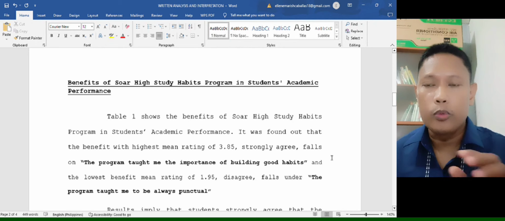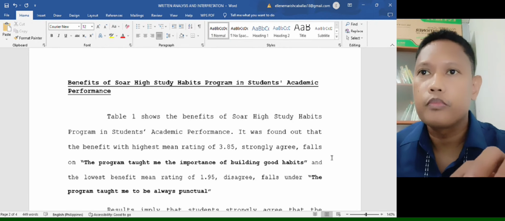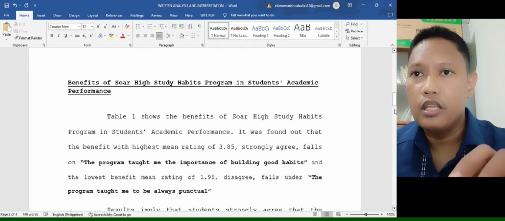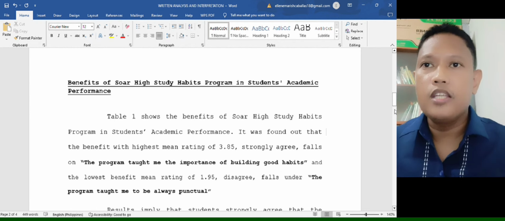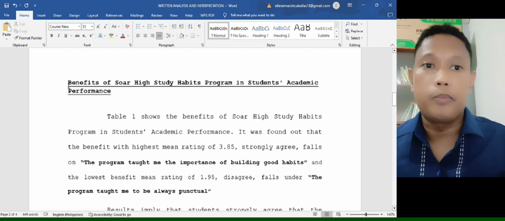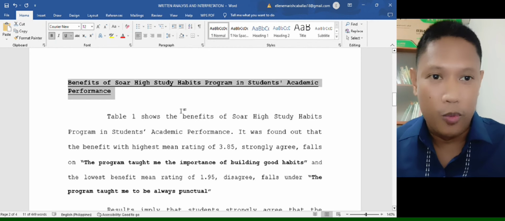Alright, so what we've done so far is we already created a table that will help us on the analysis and interpretation. So what we're gonna do now is to write it down. Okay? So let's go. So let me open the Microsoft Word. So here's the title. Benefits of SOAR High Study Habits Program in Students' Academic Performance. This is our title. This is for research question number 1. Okay?